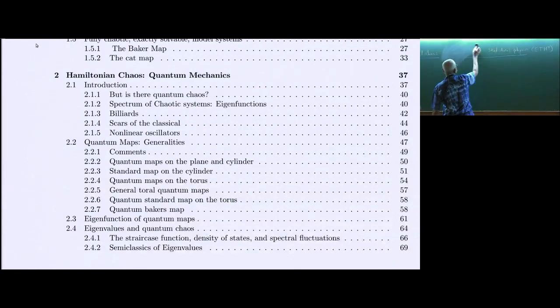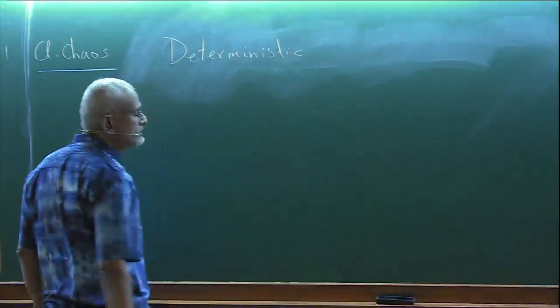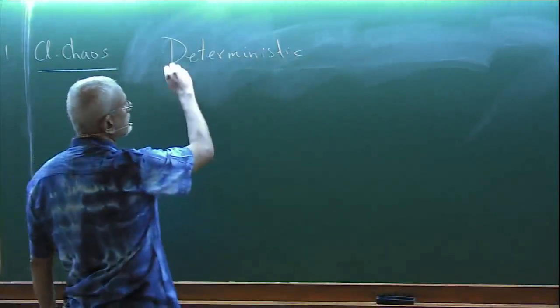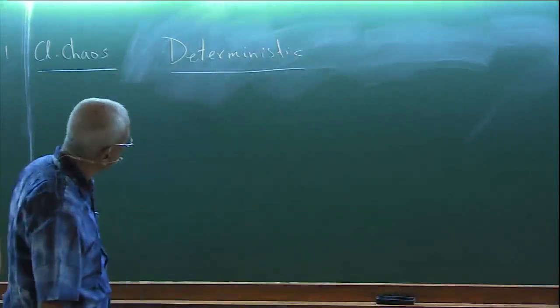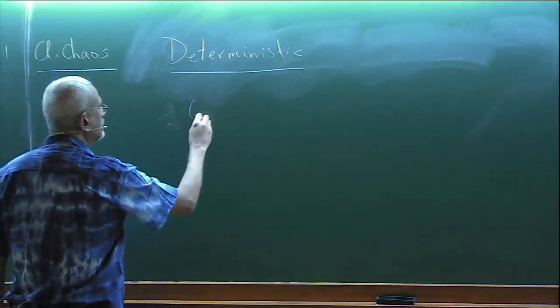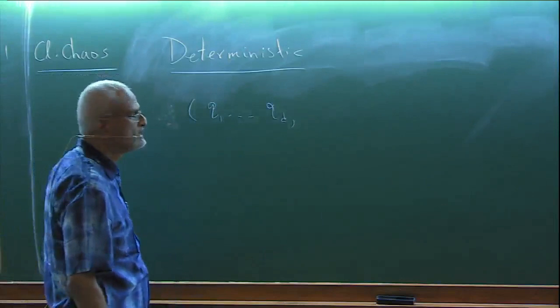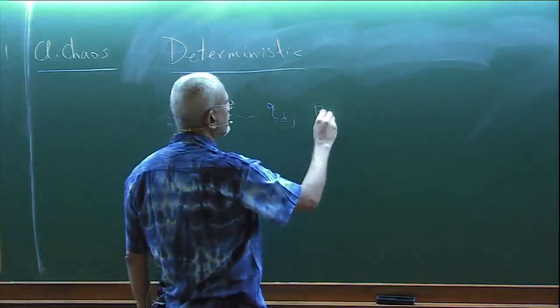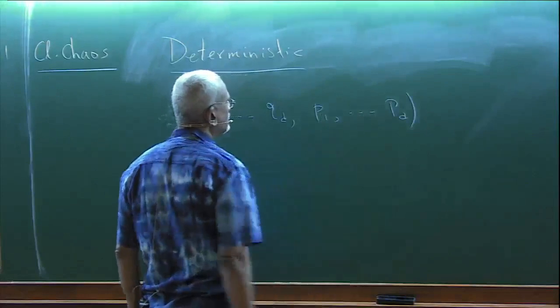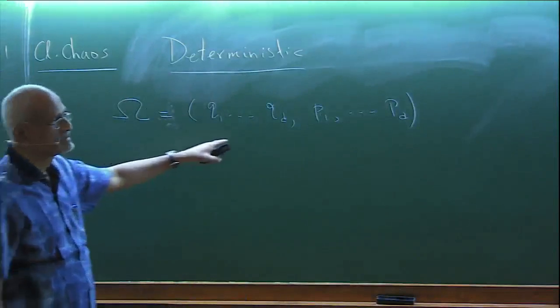So classical chaos. By that we mean deterministic systems, which means no stochastic input by way of noise or randomness is an input. It's completely deterministic, determined by equations of motion. And for classical systems, these are just Hamilton's equations of motion. So we have in mind d degrees of freedom. We have these position coordinates, d of them, or generalized coordinates, and their conjugate momenta. They constitute a phase space.